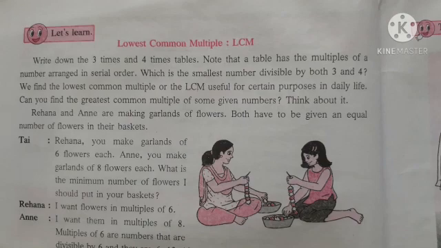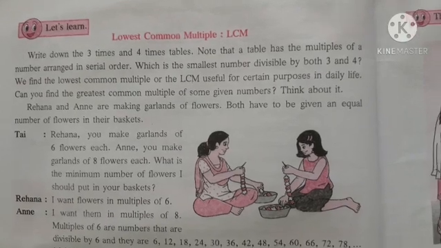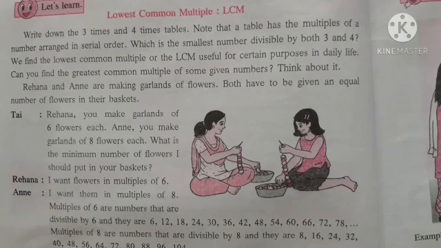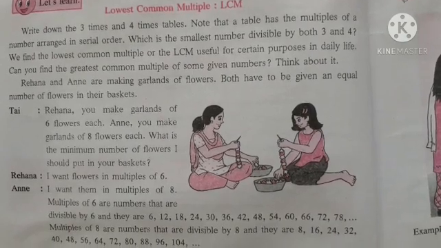Rihanna and Anne are making garlands of flowers. Both have to be given an equal number of flowers in their baskets. Tai says, Rihanna, you make garlands of 6 flowers each. Anne, you make garlands of 8 flowers each. What is the minimum number of flowers I should put in your baskets? Rihanna, I want flowers in multiples of 6. Anne, I want them in multiples of 8.